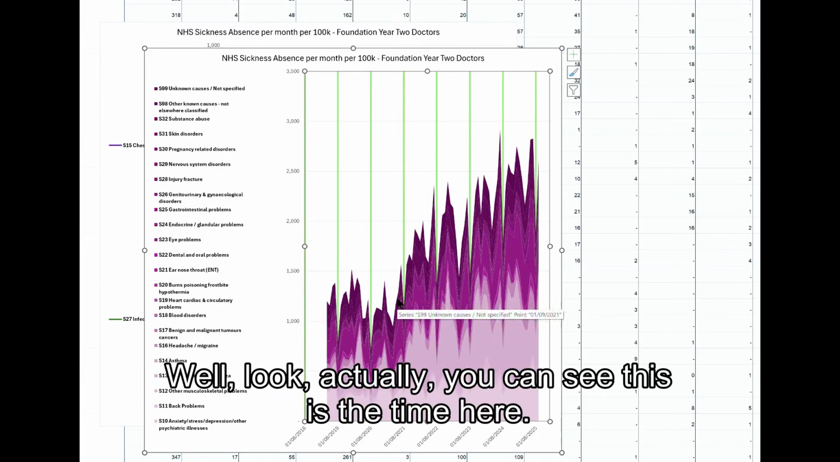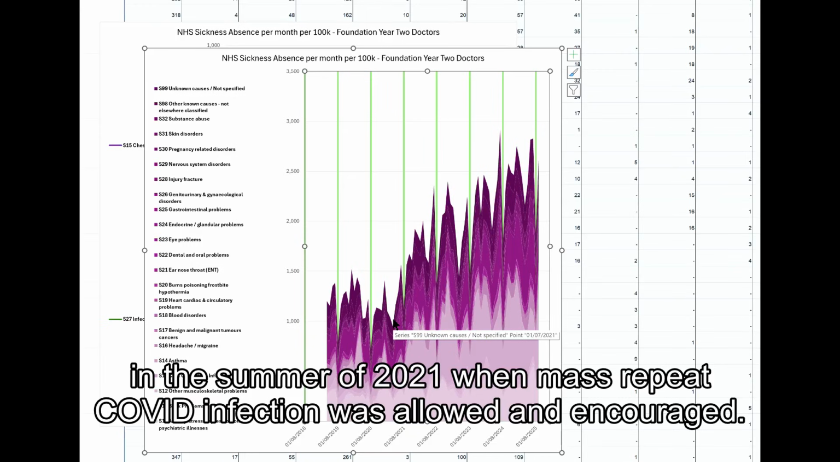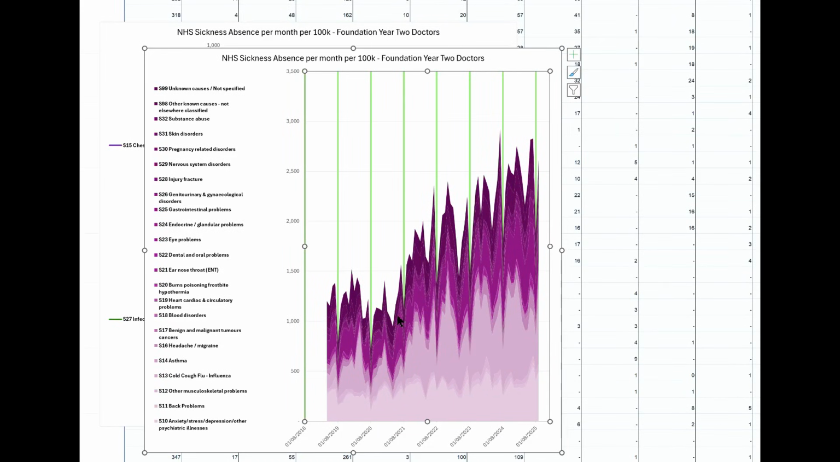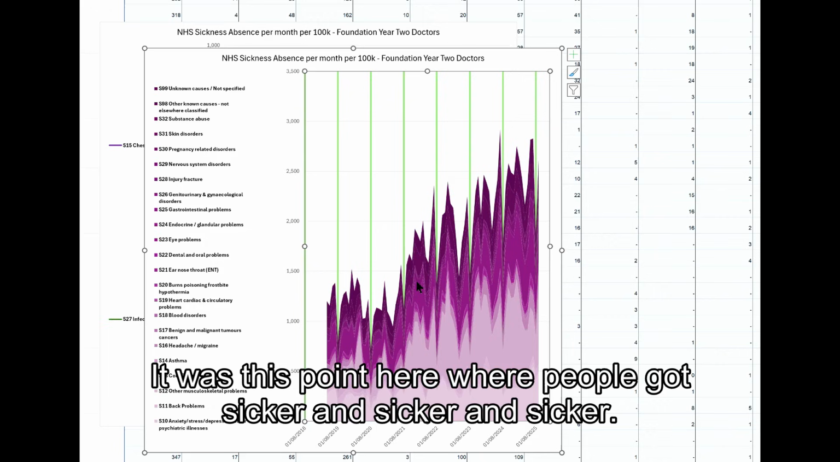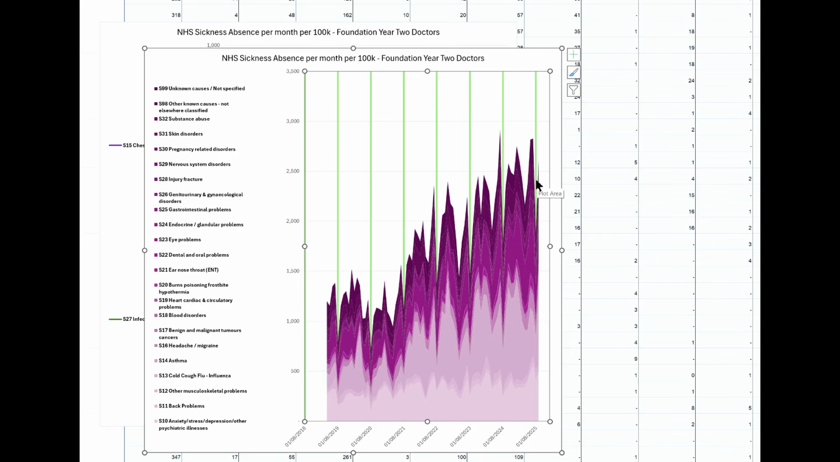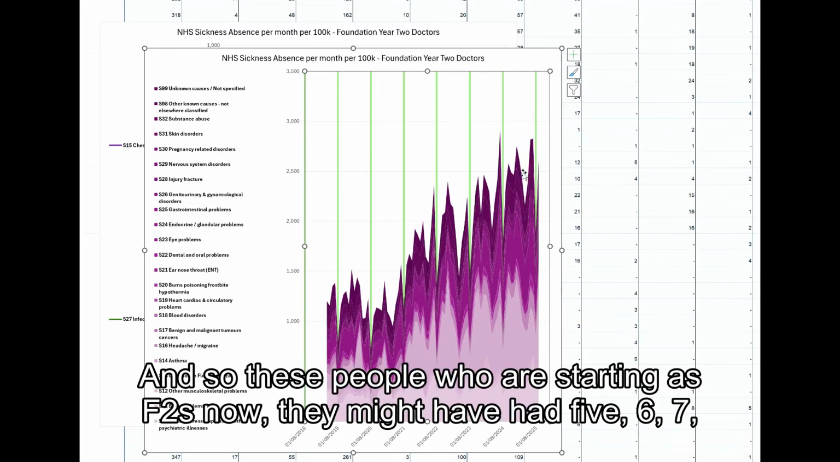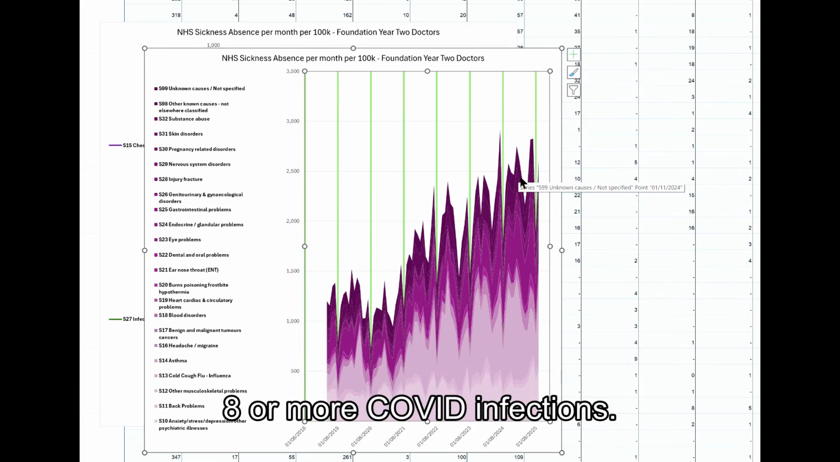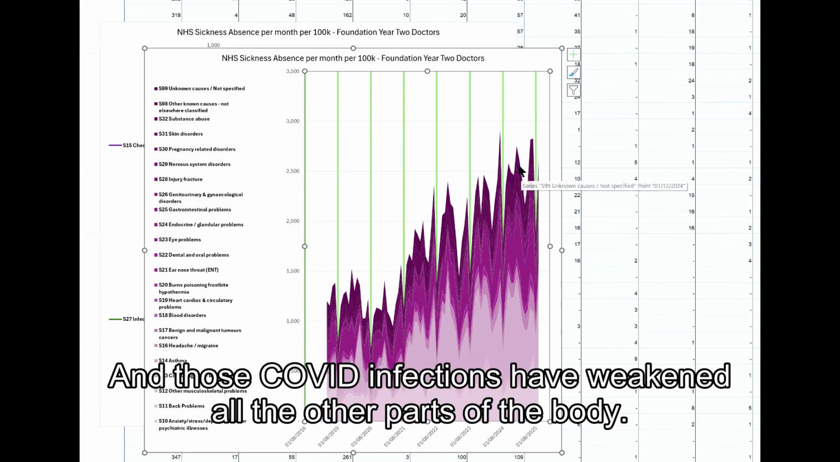Well, look, actually, you can see this is the time here in the summer of 2021 when mass repeat COVID infection was allowed and encouraged. It was this point here where people got sicker and sicker and sicker. And so these people who are starting as F2s now, they might have had 5, 6, 7, 8 or more COVID infections. And those COVID infections have weakened all the other parts of the body.